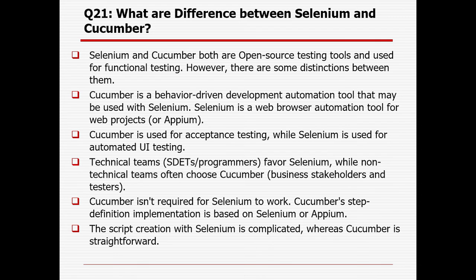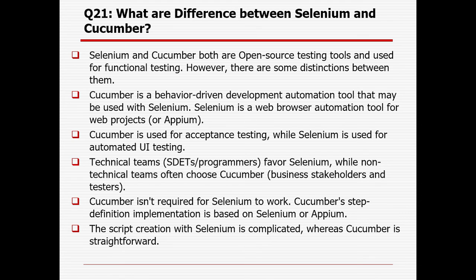What are the differences between Selenium and Cucumber? Selenium and Cucumber are both open source testing tools and are used for functional testing. However, there are distinctions between them. Cucumber is a behavior driven development automation tool that may be used along with Selenium, whereas Selenium is a web browser automation tool for web projects or APIs.